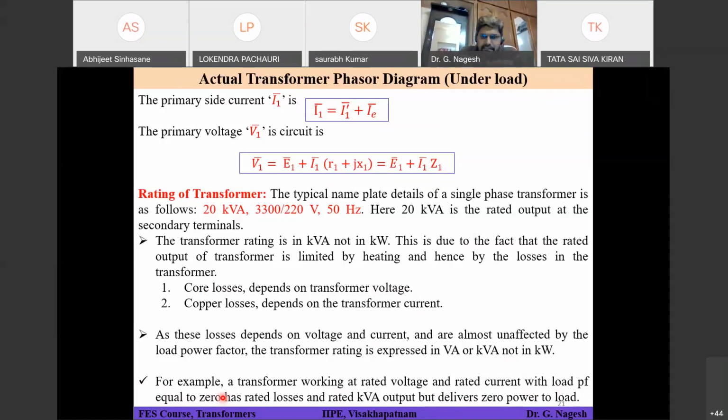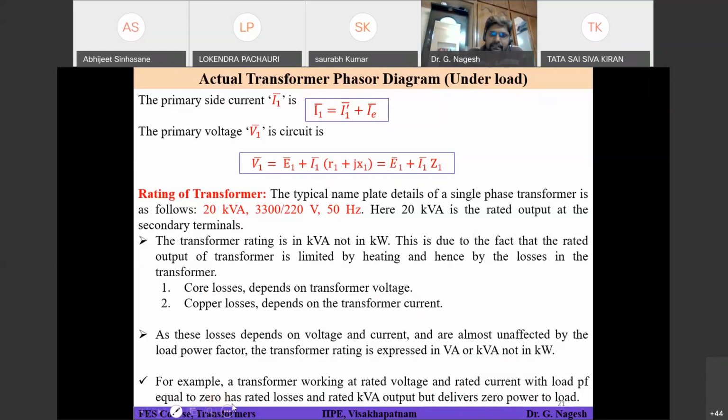Load power factor is equal to 0. I'm saying power factor, not the angle. Okay, load power factor is equal to 0. Sir, inductor or capacitor? Yes, sir, inductor. So that means it can be a pure inductor I have connected on the secondary side, or a pure capacitor on the secondary side.